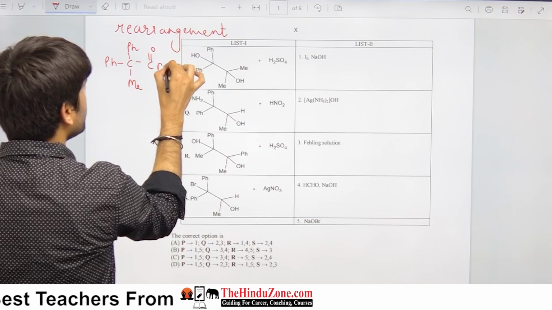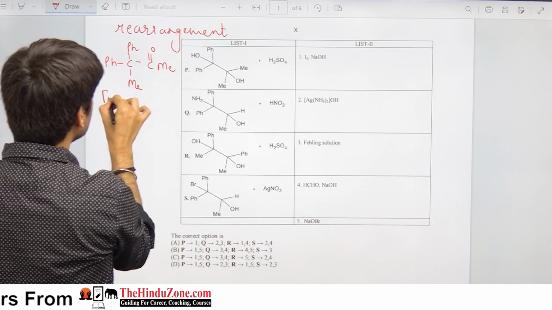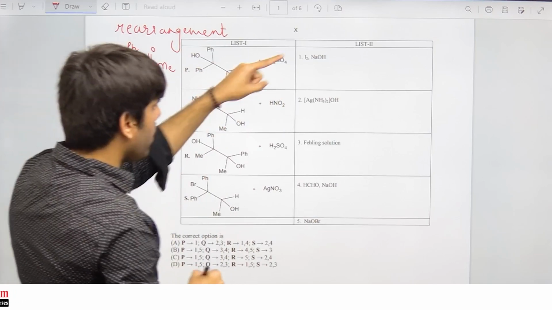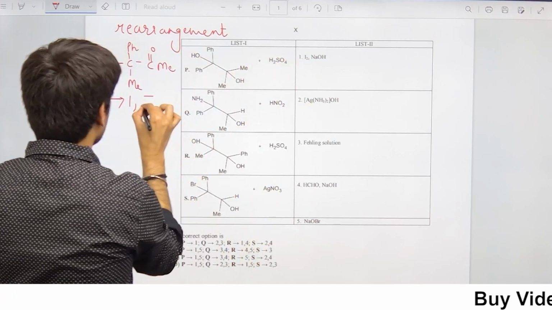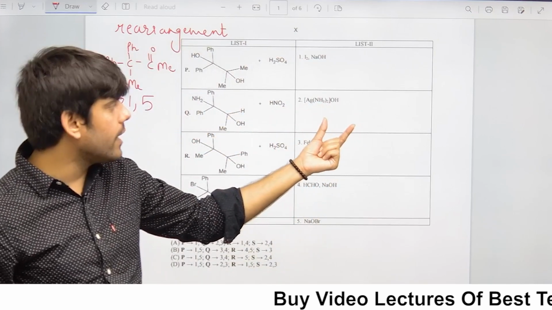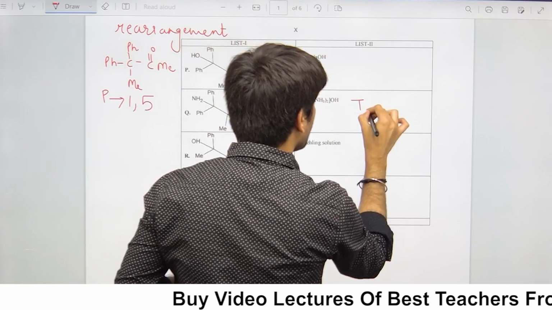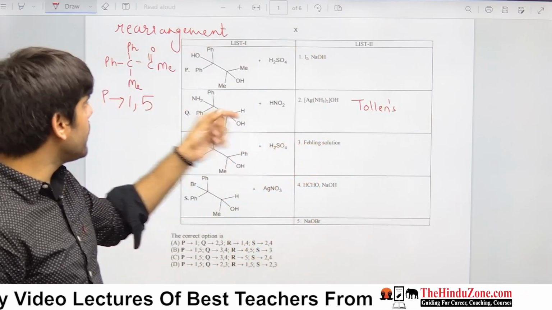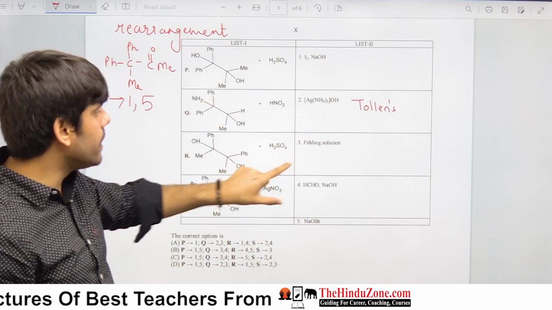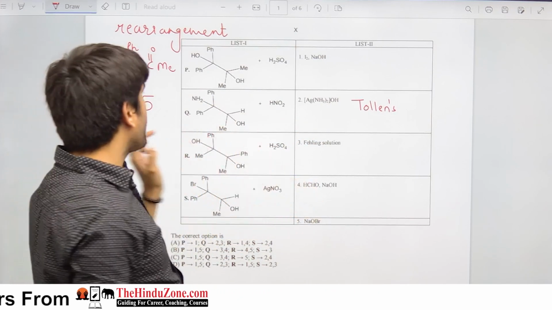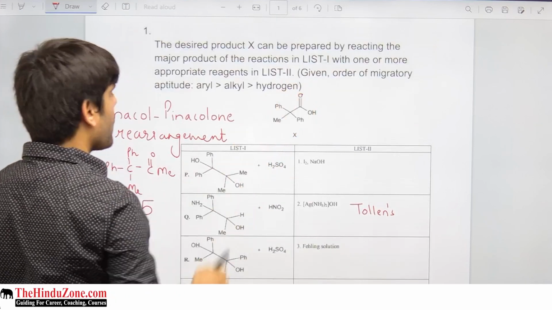Yes, and this ketone will react with, that means P will match with 1 and it will also match with 5. Now, since this is a ketone, it won't react with Tollens reagent. This is your Tollens reagent, ammoniacal silver nitrate. This is your Tollens and this is Fehling's, right? So it won't show reaction with these two. And we also don't require this one because you need an acid over here, right?